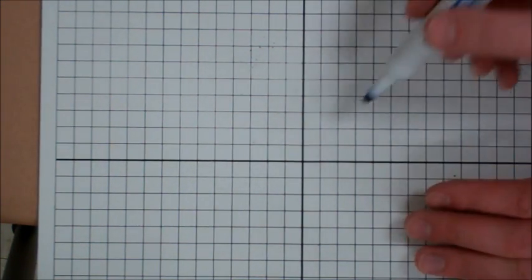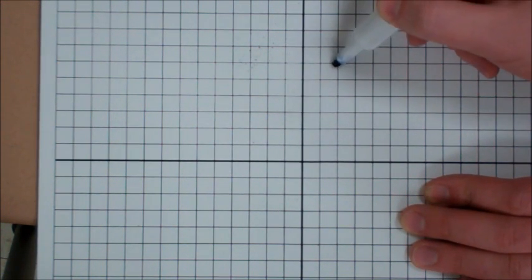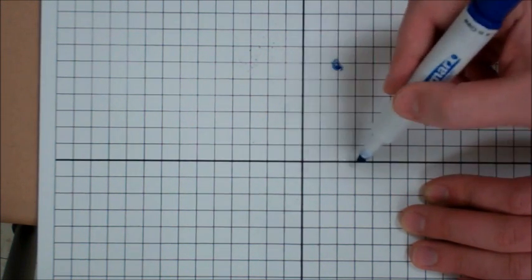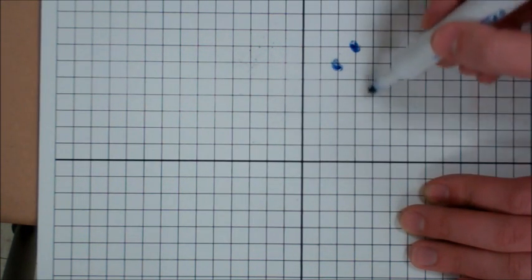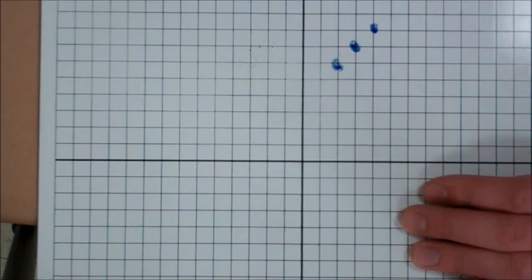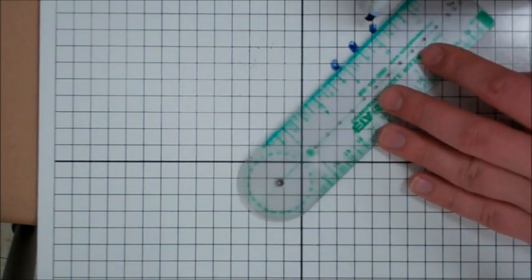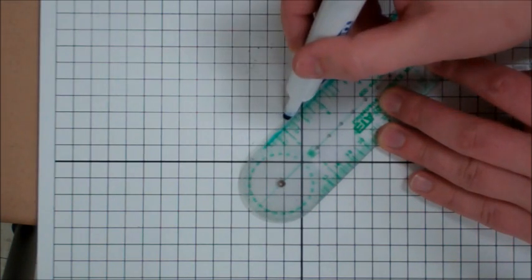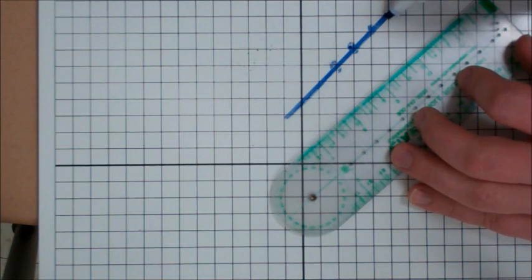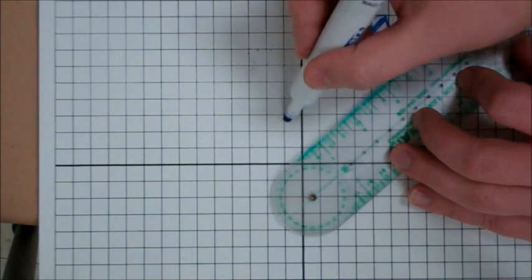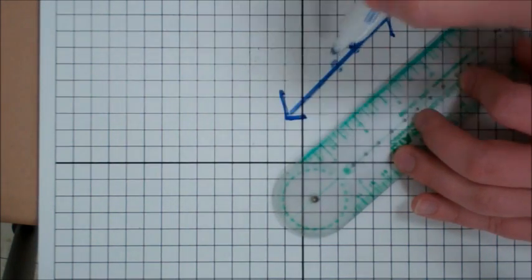Let's graph (2, 6) first. Over 2, up 6. And then (3, 7) will be over 3, up 7. And (4, 8) will be over 4, and up 8. Remember, we need to get our straight edge and connect those dots. This is a linear function, so you have a straight line here. Remember to draw your arrows at the ends to show that this function would go on forever in both directions.